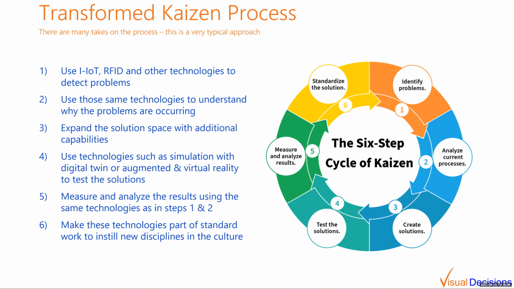And there's a lot of different ways to run Kaizens. This is a very typical 6-step process where first you identify the problems, you analyze the current processes, you create solutions, you test solutions, you measure and analyze those results, and you standardize the solution. Well, at every single one of those different stages, having additional data that comes from an Industry 4.0 solution can very much help you with that step.